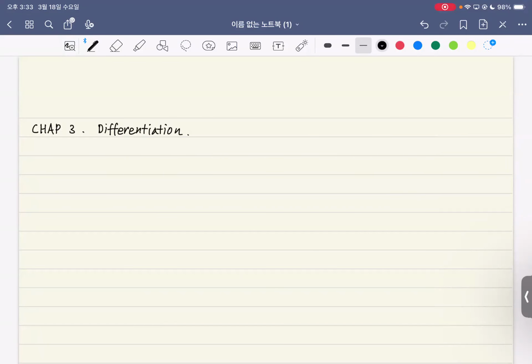For single variable functions, we should remember this was the definition of the differentiation: f(a+h) minus f(a), divided by h. And if this limit exists, then we said the function f is differentiable at point a.